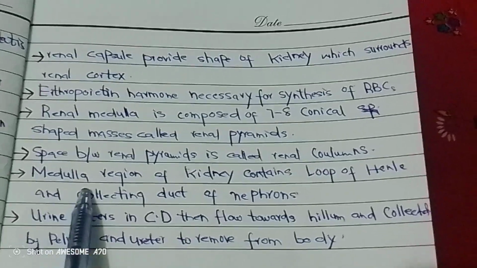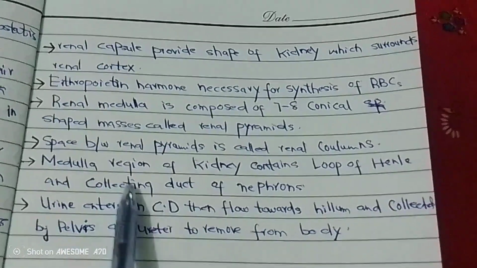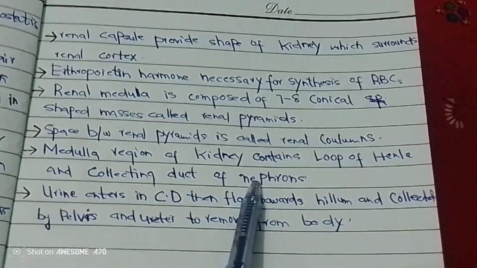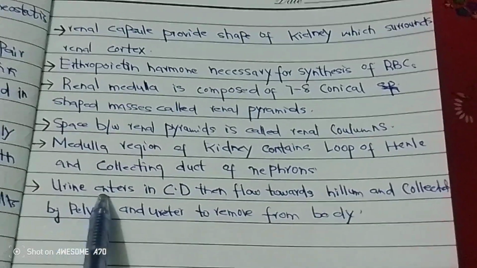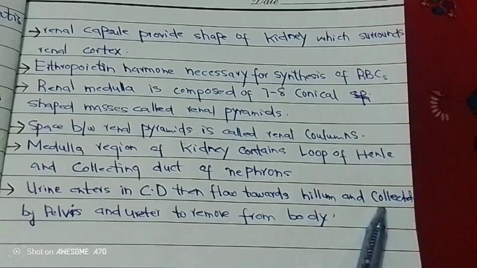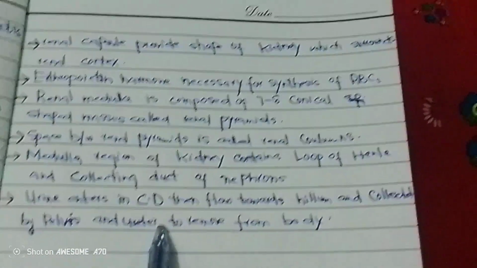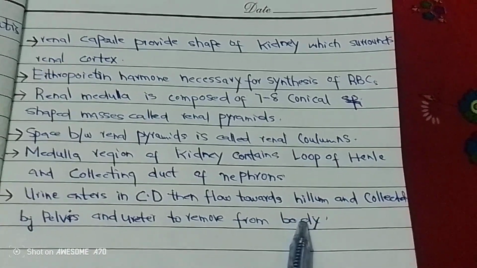And the medulla region of the kidney contains the loop of Henle and collecting duct of nephrons, and urine enters the collecting duct, then flows towards the hilum and is collected by the pelvis and ureter to be removed from the body. So thank you.